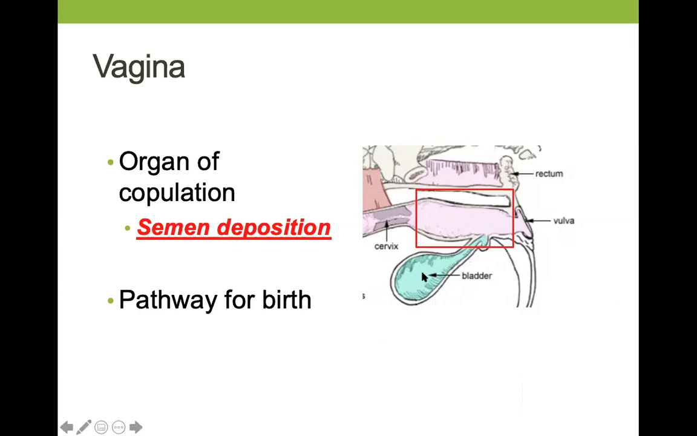All right, so flushing out with urine, an acidic environment, all of those things are really helpful to keep infection out and keep the body healthy.